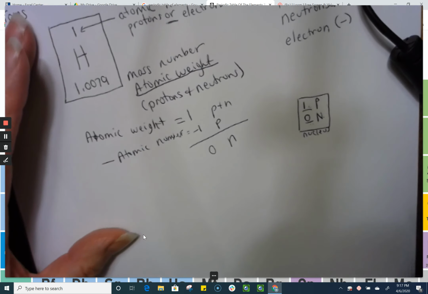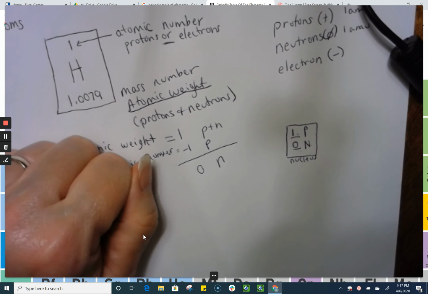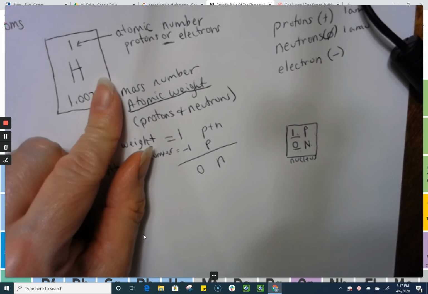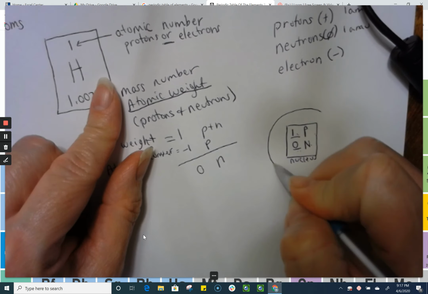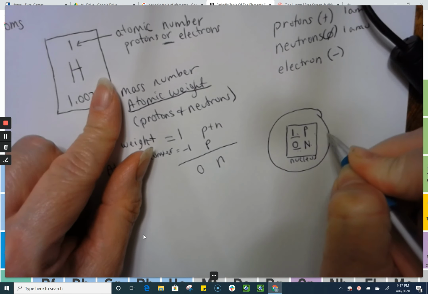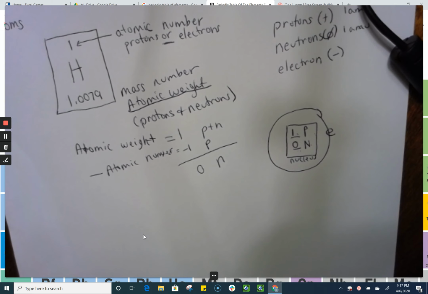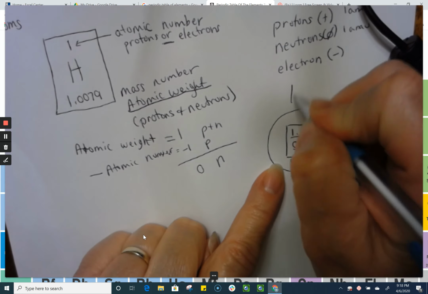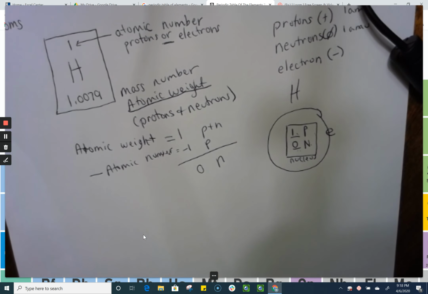Now, I also told you that the atomic number can be the number of protons or the number of electrons. So hydrogen will have 1 electron, and it will go in its first orbit or energy level. The larger the atoms we discuss, the more energy levels they have, but they do follow a pattern. So that is how you diagram a typical atom of hydrogen.